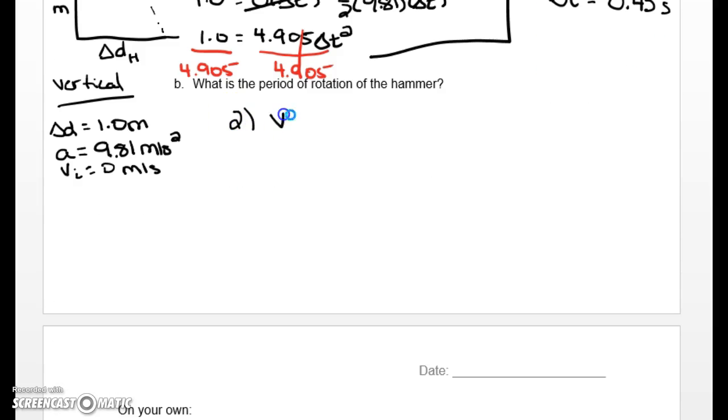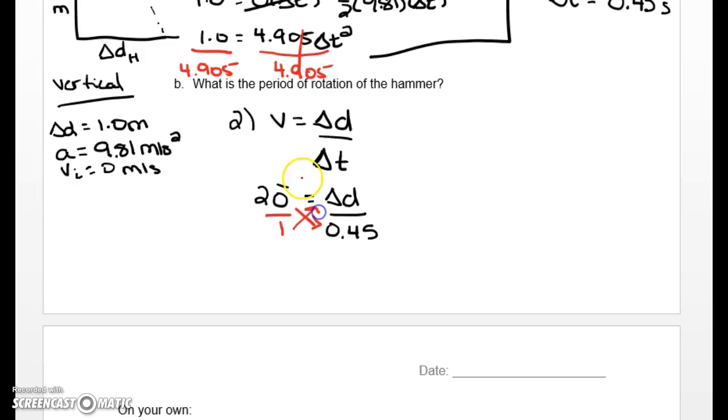Alright, so part 2 here. We have speed is equal to your delta d over delta t. So plugging in what I know, we had that horizontal speed of 20. We're looking for that displacement, or that distance, sorry, and our time as we had up here was 0.45. If I write this 20 over 1, then I can cross multiply to solve. So 20 times 0.45 would give us 9.0 meters for our total horizontal distance.